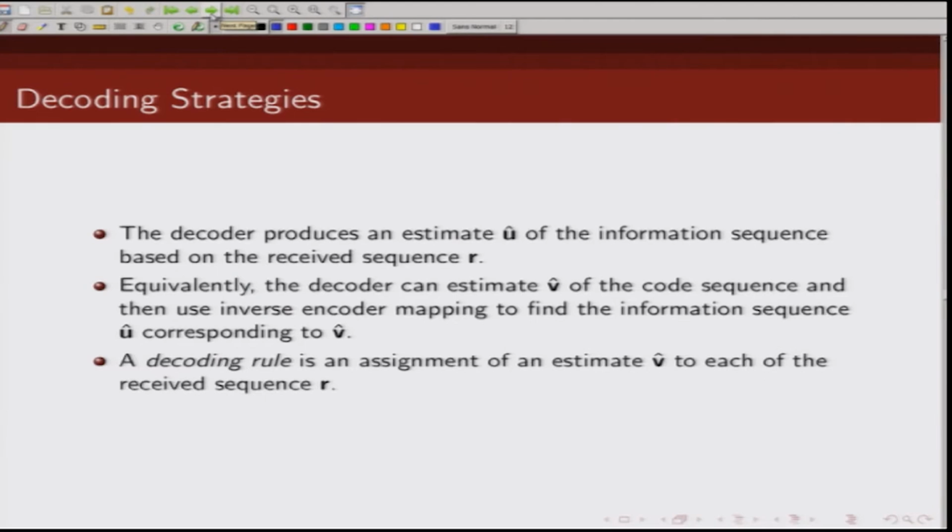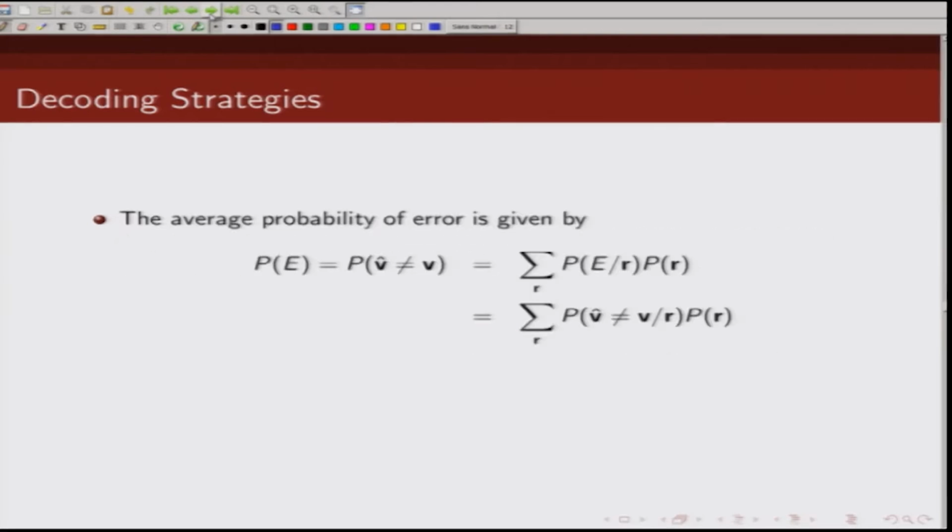So, what is a decoding strategy, or what is a decoding rule? A decoding rule is nothing but, given a receive sequence R, we are trying to estimate what our transmitted code sequence was. So, we are trying to estimate V hat or U hat from the receive sequence R. So, we have to decide what rule or what logic we should use when we get a receive sequence R, how do we assign that receive sequence R to any particular code word. Now, one of the policies which we can use is basically to minimize the probability of error.